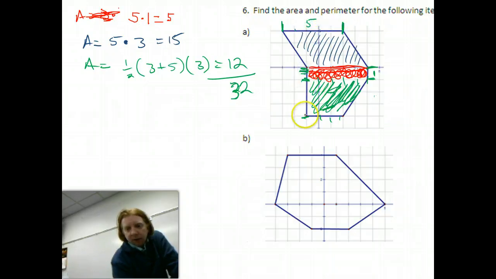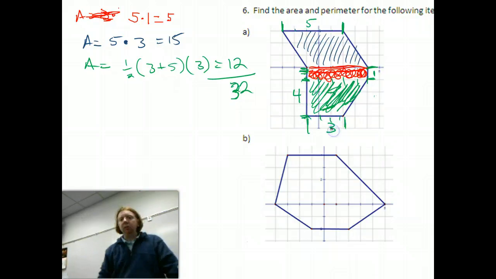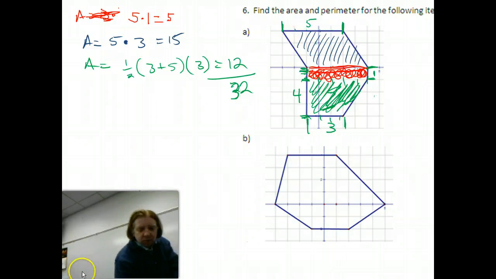This side, that's not too bad to get. 1, 2, 3, 4 units. And along the bottom, I've got 3 units. All right, that's not too bad. The question now is, what do I do with those diagonals? Well, let me try and draw something on here and see if that helps.